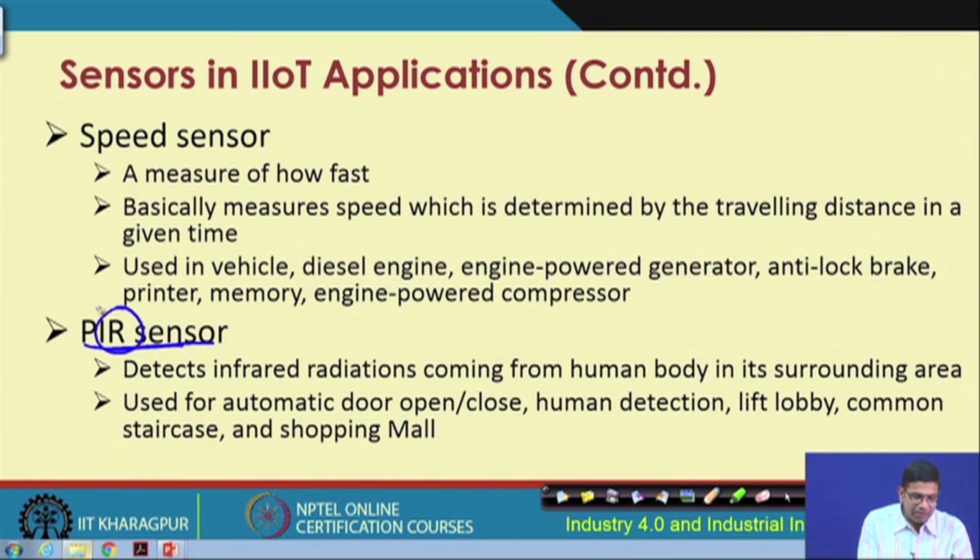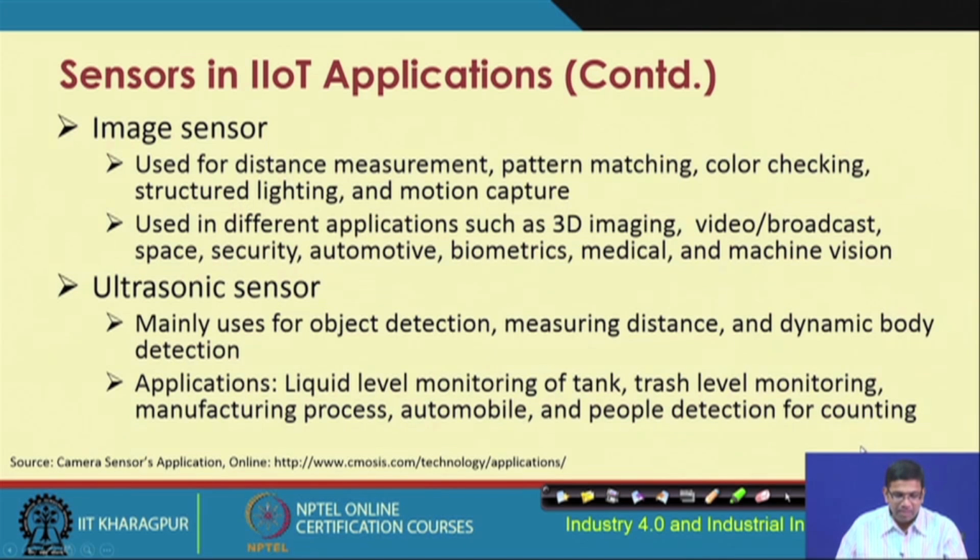IR actually stands for infrared, right. So, these are basically based on infrared radiation. Then we could also have other types of sensors like image sensors, and ultrasonic sensors, based on sending ultrasound, sound waves. These ultrasonic sensors are also commonly used for object detection, measuring distance, dynamic body detection, liquid level monitoring of tanks, trash monitoring, manufacturing process, automobile, people detection, etc.